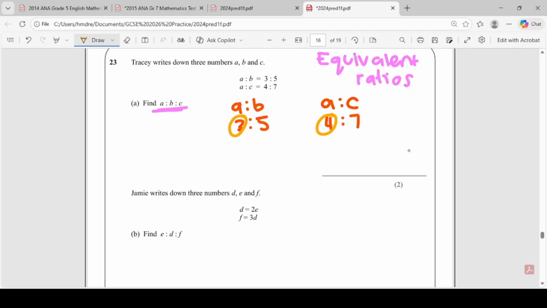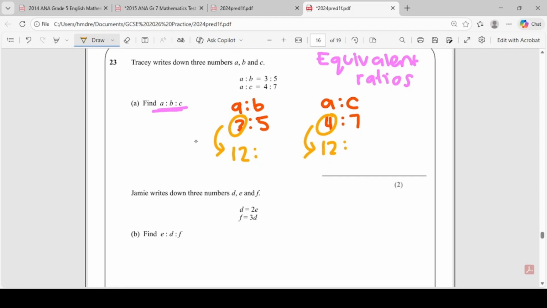So 3 and 4, we could use a multiple of that. So we can say, let's try to convert both of these to 12. So let's say we want to get it to 12. So A is going to be 12 for both of these ratios. And ratios work exactly the same as fractions. Whatever you do to the one side, you do to the other side.